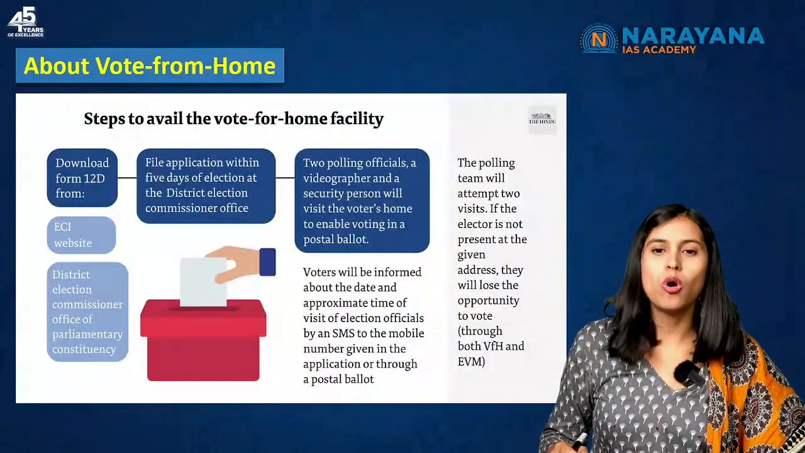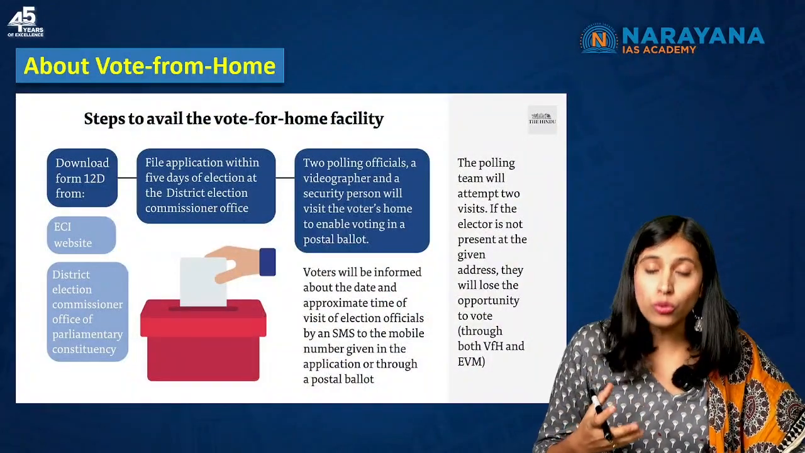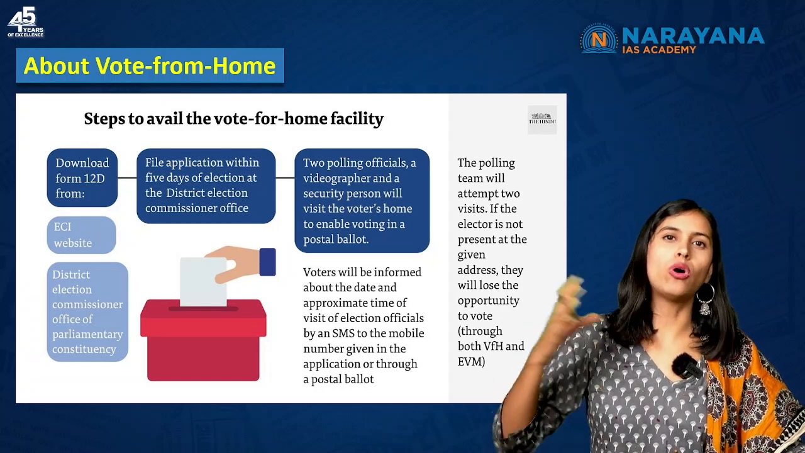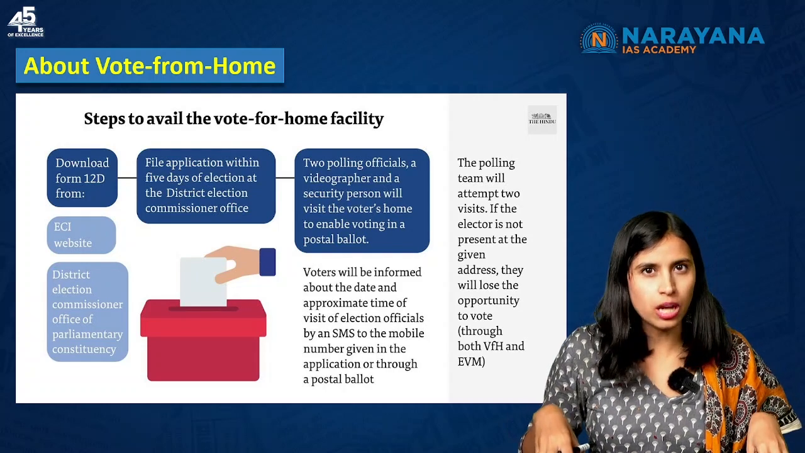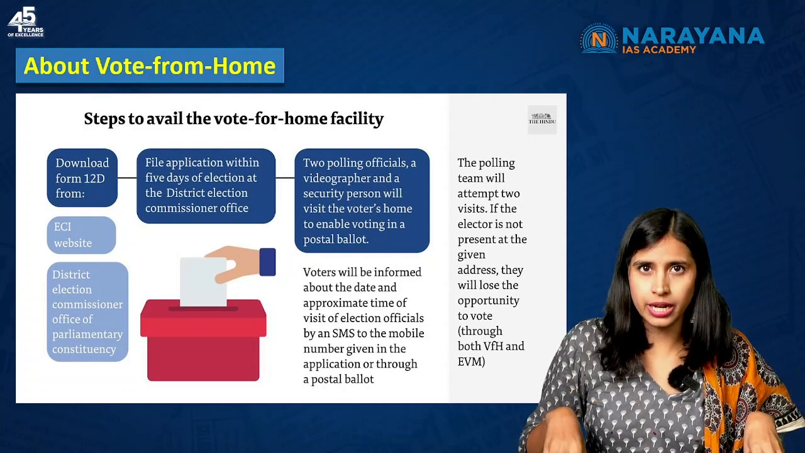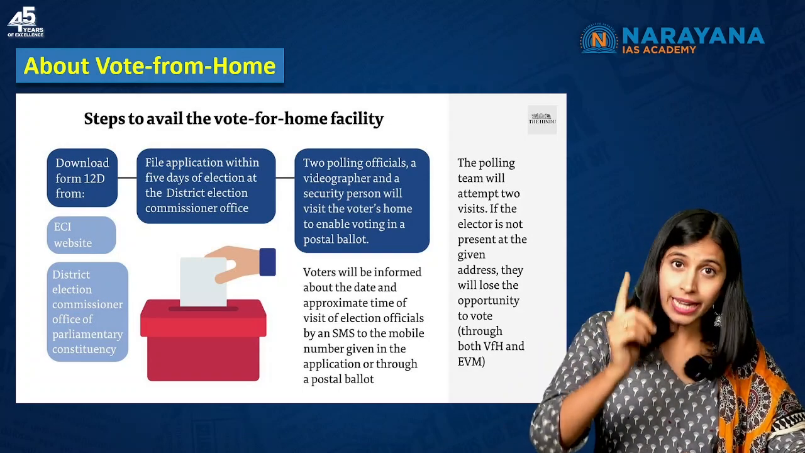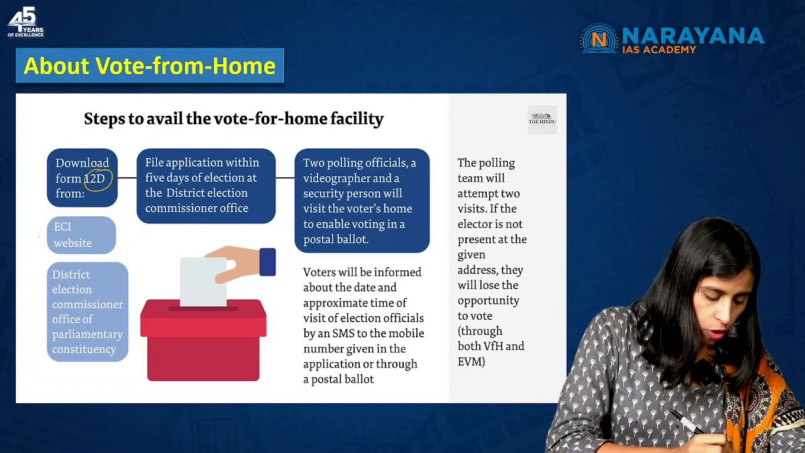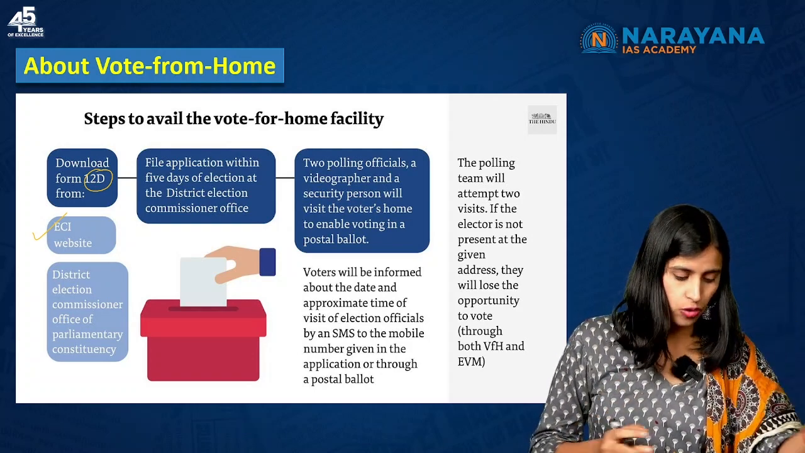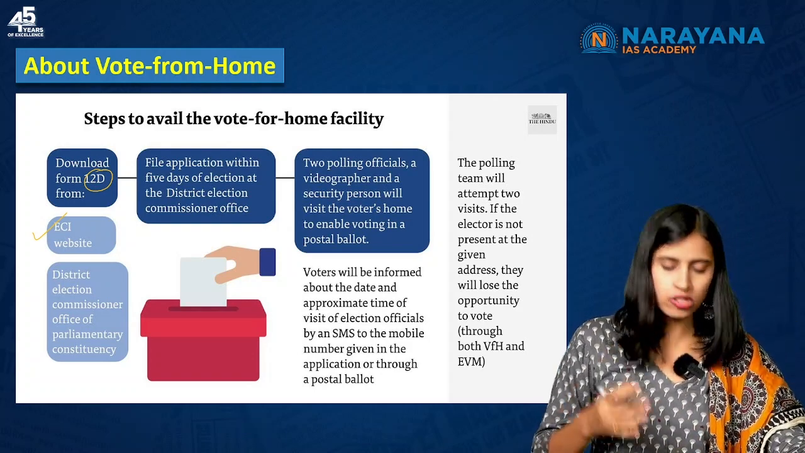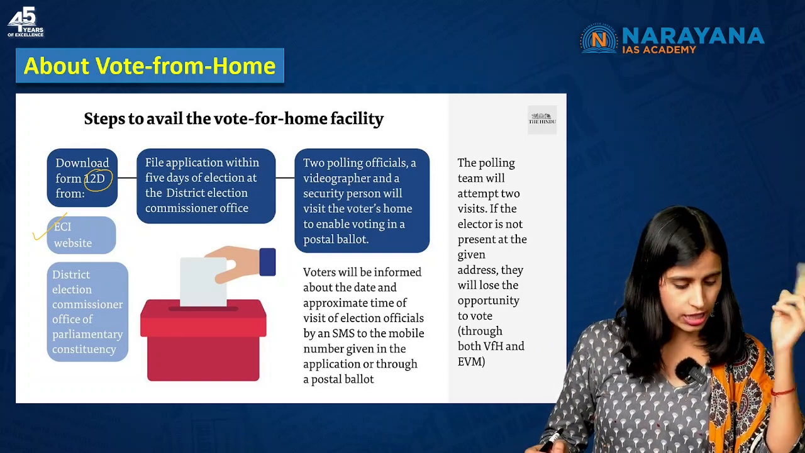Now, in vote from home, certain sections of people that we will discuss right now are allowed to vote from home, and they have to follow a certain procedure. Now, what is the procedure? If they're authorized by the Election Commission of India and if they fall into a certain category, they vote from home by following this procedure. Number one, they download Form 12D from the Election Commission of India's website, ECI's website, or they can get this from the District Election Commissioner's Office of the Parliamentary Constituency. So, there are two sources from which they can get the form, that is Form 12D.